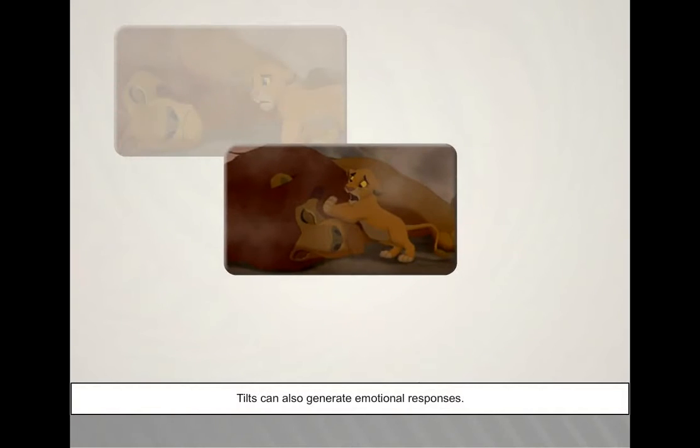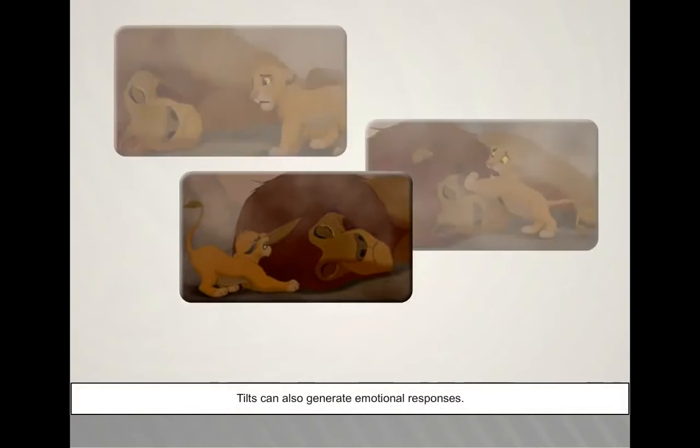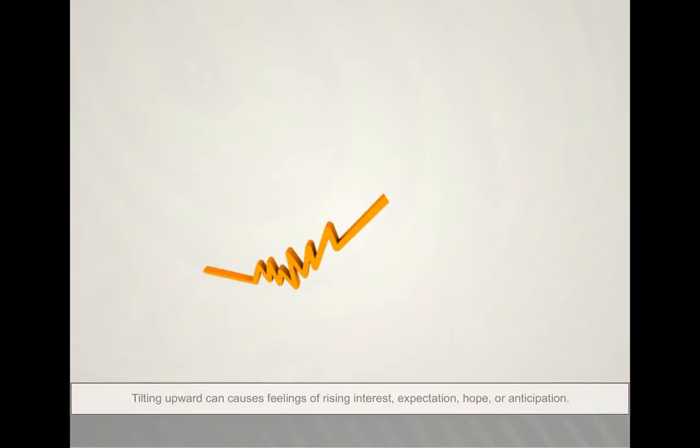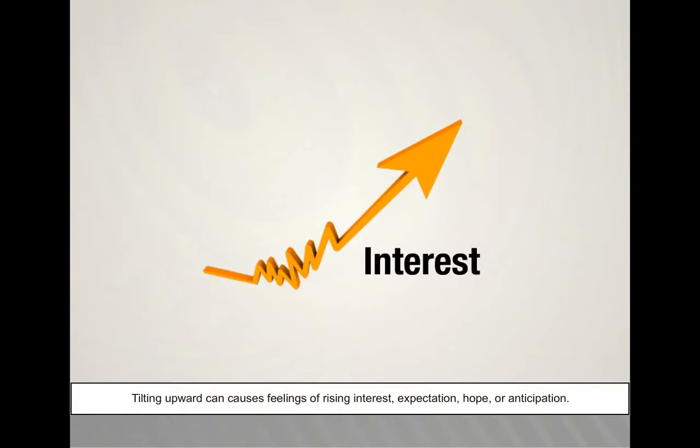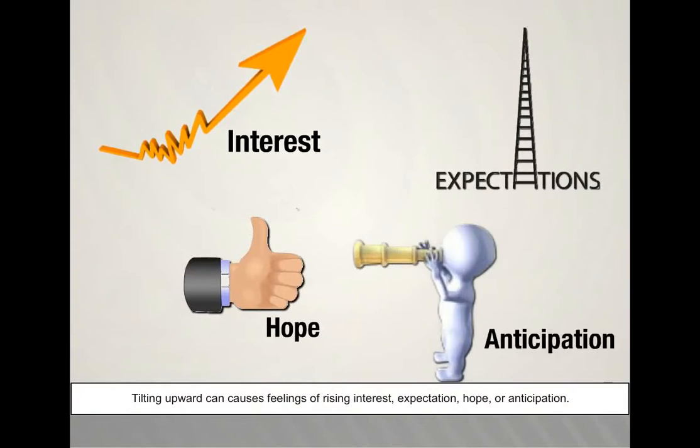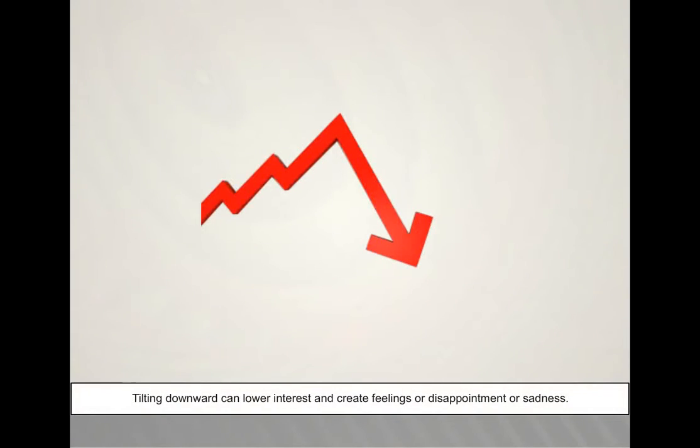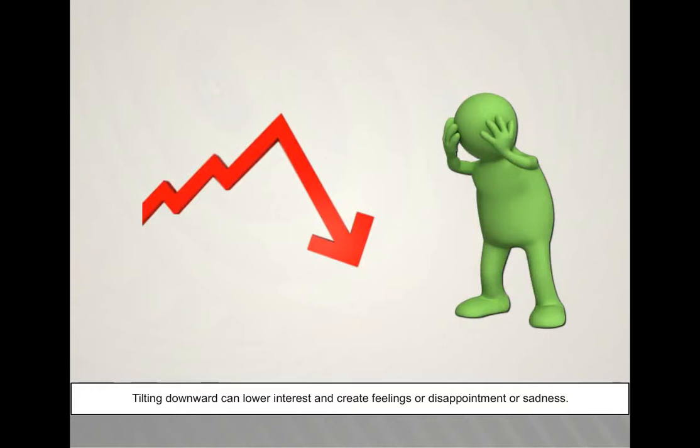Tilts can also generate emotional responses. Tilting upward can cause feelings of rising interest, expectation, hope, or anticipation. Tilting downward can lower interest and create feelings of disappointment or sadness.